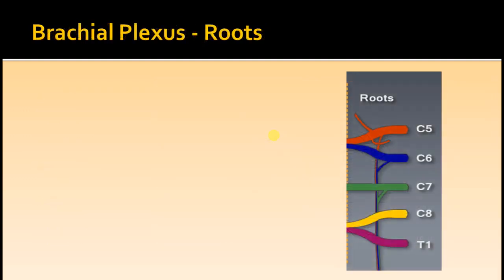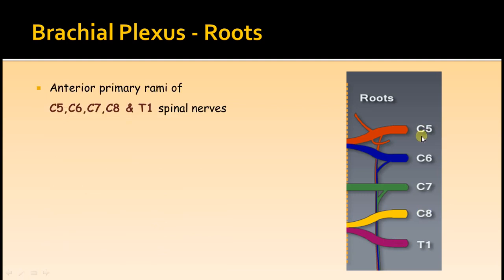Okay, first we will see the construction of the brachial plexus stage by stage. The first stage, what you see here, is the root stage. The roots are the spinal nerves. Again, I would like to stress here that the ventral primary rami of these five following spinal nerves are involved in the roots of the brachial plexus. That is the ventral primary rami of C5, C6, C7, C8 and T1. So these are the roots of the brachial plexus.